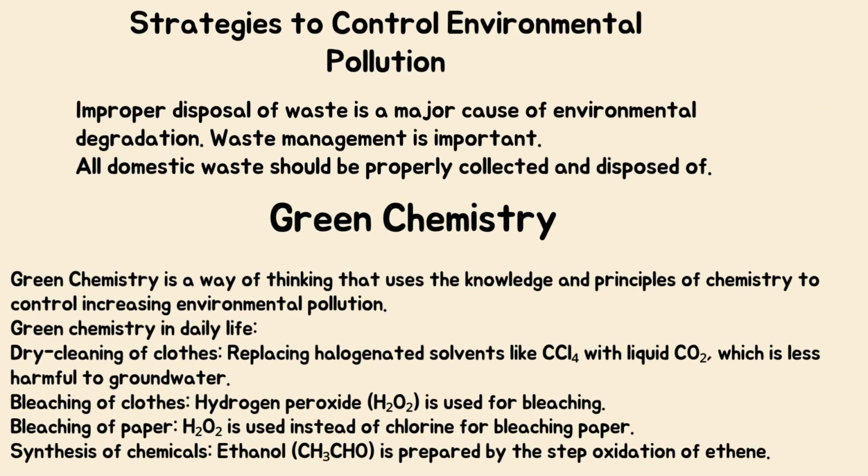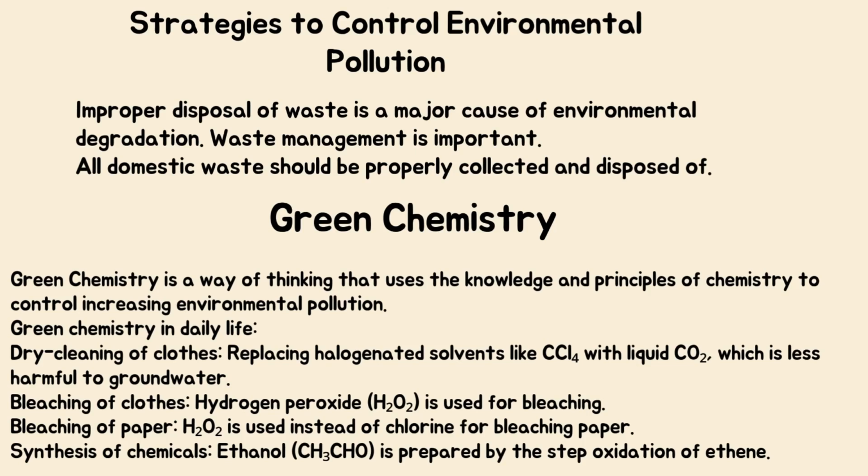Strategies to control environmental pollution: improper disposal of waste is a major cause of environmental degradation. Waste management is important. All domestic waste should be properly collected and disposed of. Green chemistry: green chemistry is a way of thinking that uses the knowledge and principles of chemistry to control increasing environmental pollution. Green chemistry in daily life: dry cleaning of clothes, replacing halogenated solvents like CCl4 with liquid CO2, which is less harmful to groundwater.